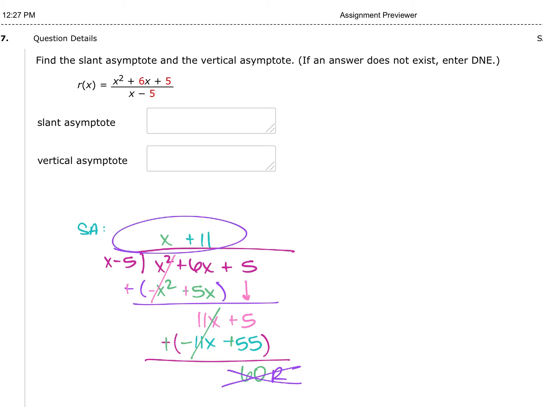And the only thing you have left is y is equal to x plus 11. That's a slope-intercept form equation or function. So that's your answer. You don't really have to test it with your horizontal asymptote because it's not going to be the same thing. For your vertical asymptote, take your denominator, set it equal to 0, solve it. You get that x is equal to 5.